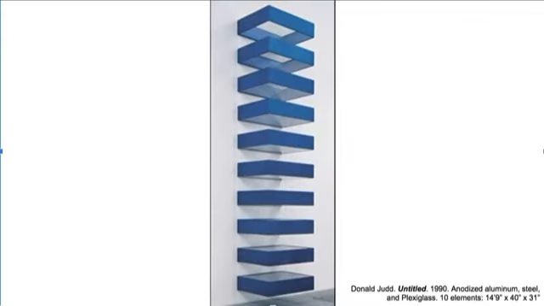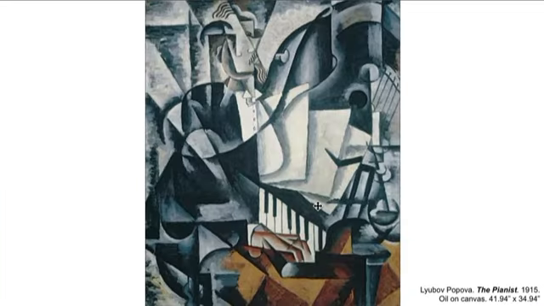Donald Judd's Untitled aluminum piece is a great example of repetition. Here we have Popova's The Pianist, and this is a good example of rhythm, movement that is created through repetition. It has a structure of dominant and subordinate sequences. It's also clearly someone playing the piano, so there is that narrative rhythm as well.